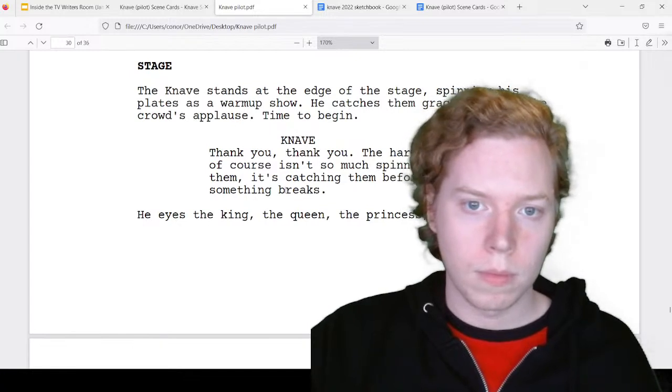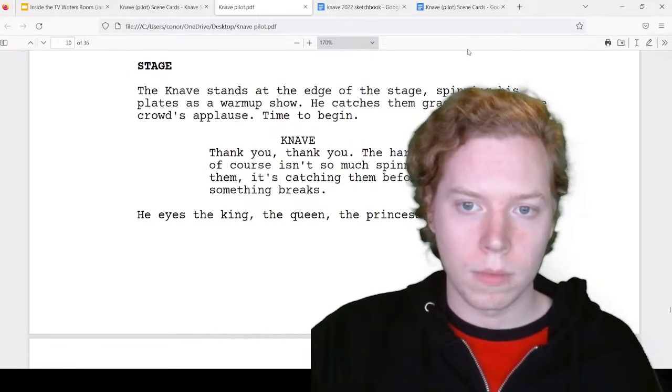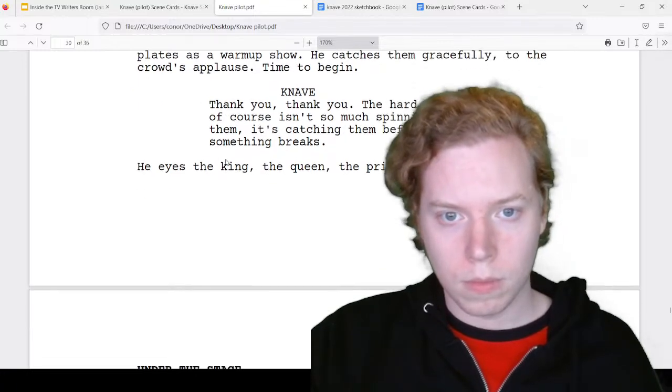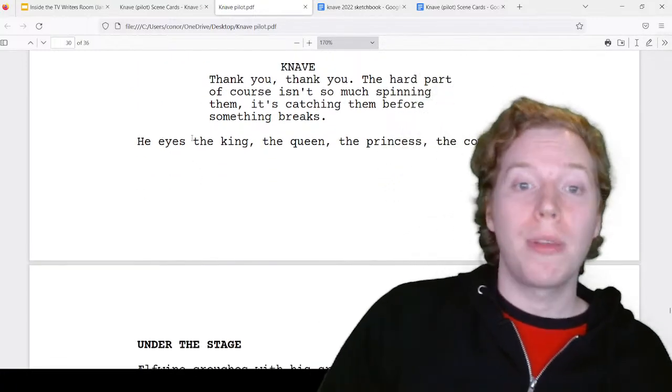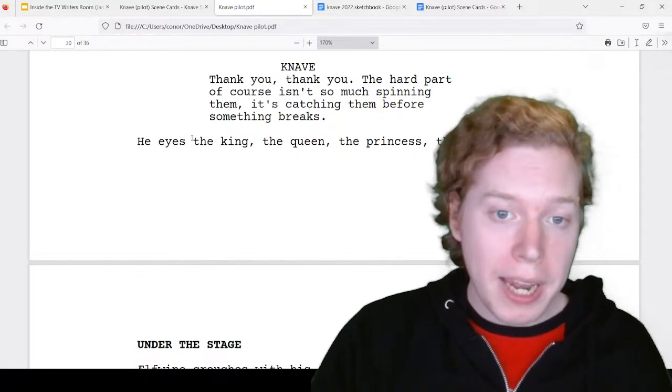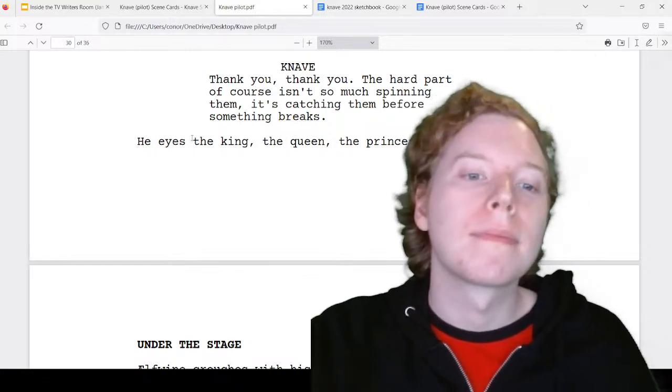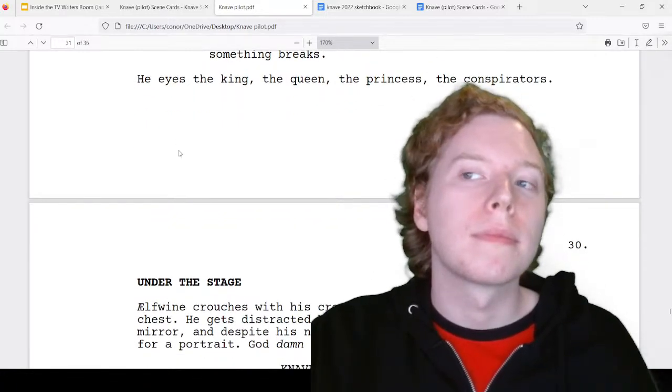Stage. The knave stands at the edge of the stage, spinning his plates as a warm-up show. He catches them gracefully, to the crowd's applause. Time to begin. Thank you, thank you. The hard part, of course, isn't so much spinning them, it's catching them before something breaks. He eyes the king, the queen, the princess, the conspirators.